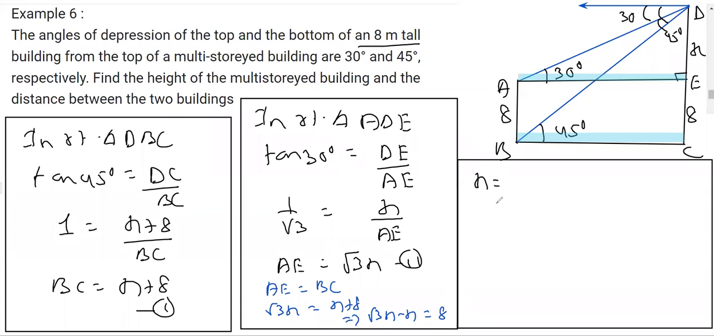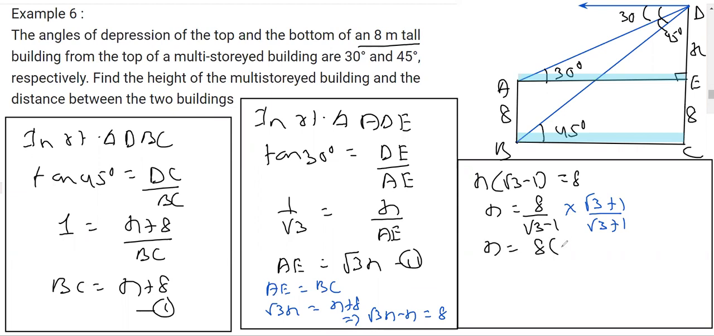If I take X common from here, what we'll get? We'll get X times (root 3 minus 1) is equal to 8. So X is equal to 8 over root 3 minus 1. As you know, we should not leave the answer with an irrational denominator. Let's rationalize it. We'll multiply by root 3 plus 1 on the numerator and denominator. So the denominator is a squared minus b squared. Root 3 squared is 3, minus 1 squared is 1, so 3 minus 1 is 2.